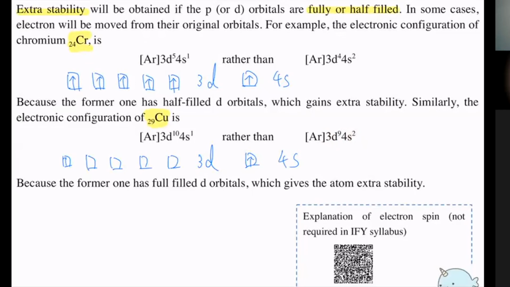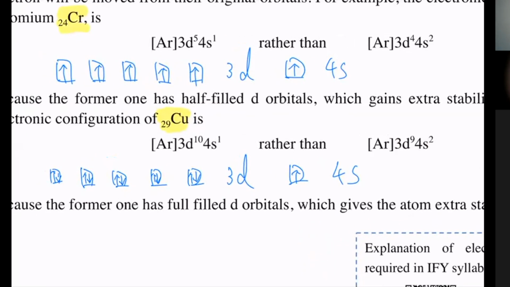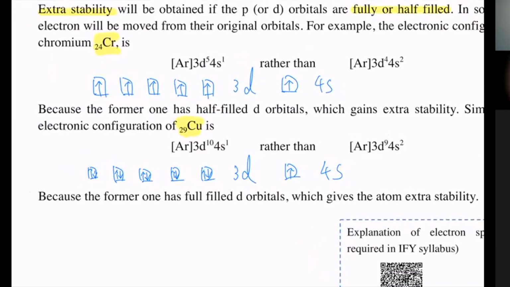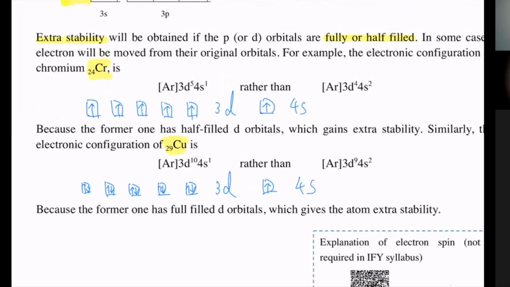So it's being up, down, up, down, up, down, up, down. So now we got 10 electrons in 3d. So it's fully filled for the 3d orbital. So that's gonna provide us with extra stability. And there's only 1 electron for 4s. So that's a little bit different to the rule stated. So that's the exception you need to remember.